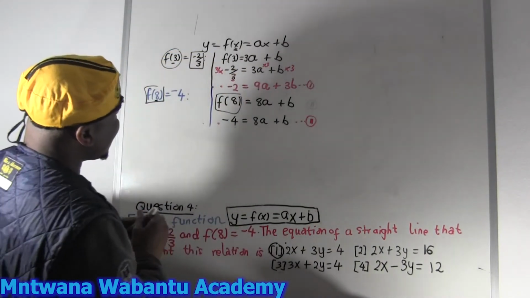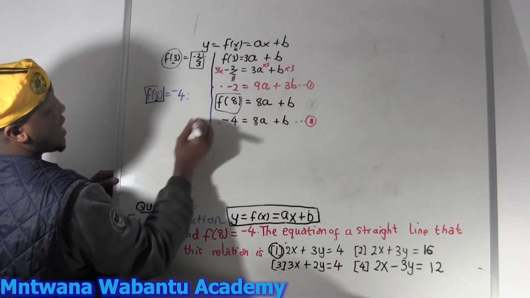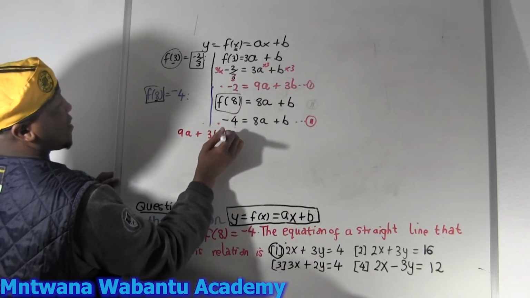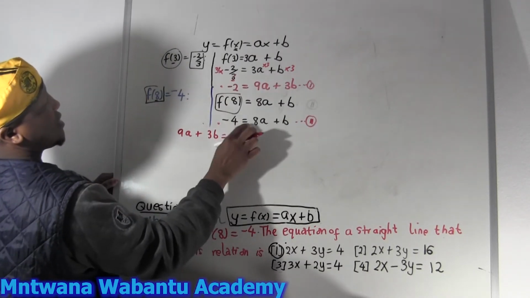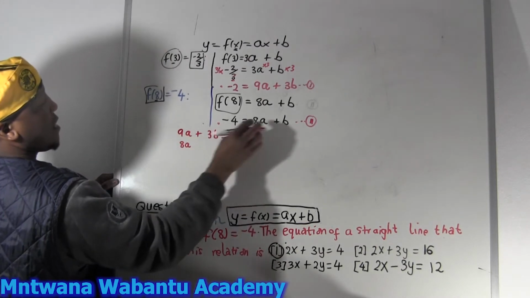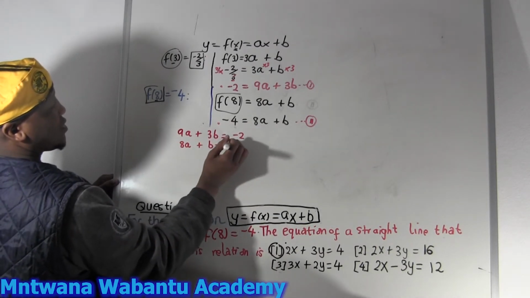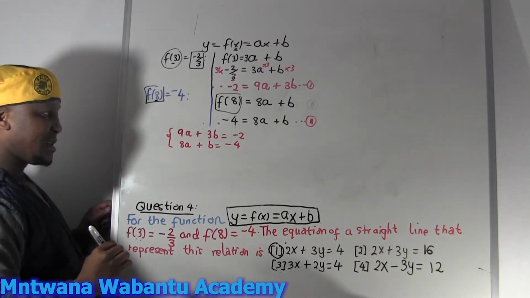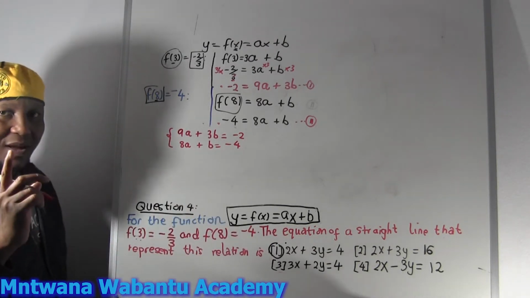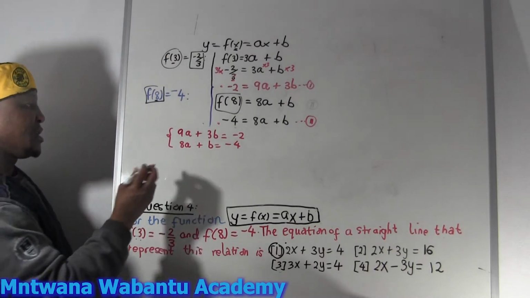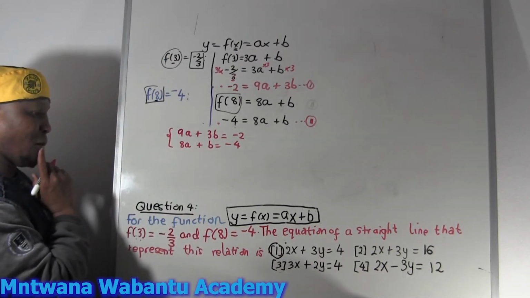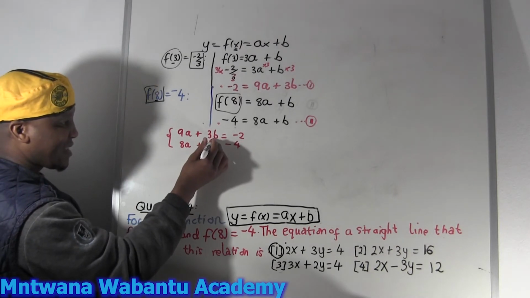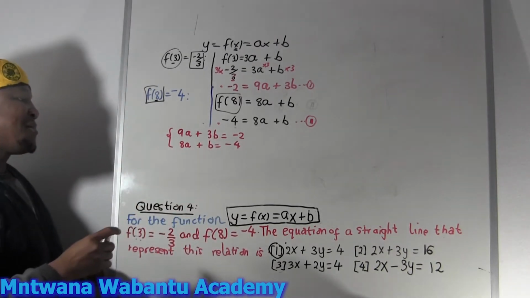Okay, so what is the equation? Our first equation is what? 9a plus 3b equal to negative 2, and then this is 8a, and then you have b equal to negative 4. So what you're going to do, write your curly bracket, and your intention is to make them similar. Look, this is 9a, this is 8a. That's going to be a problem. I'd rather deal with the 3b, b. So I'm going to make them similar.